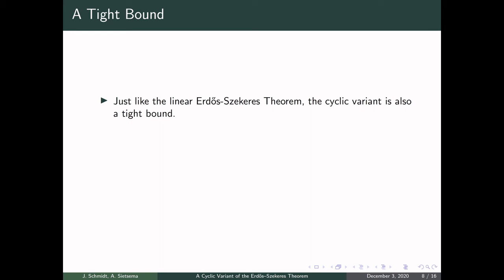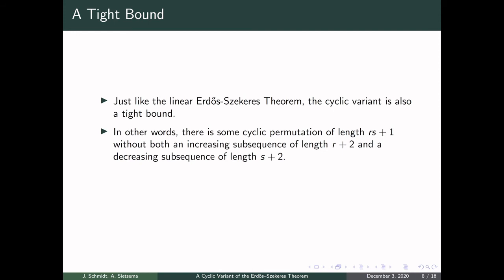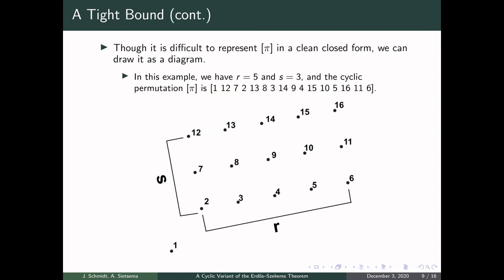Now, just like the linear Erdos-Szekeres theorem, this cyclic variant is also a tight bound. So in other words, that means that there is always some cyclic permutation of length r times s plus 1, which does not contain either an increasing subsequence of length r plus 2 or a decreasing subsequence of length s plus 2. And here, we'll just show an example that this is in fact true. Though it's difficult to represent a pi that has this property in a clean form, we can draw it as a diagram. So for this example, we use 1, 12, 7, 2, 13, 8, 3, and so on, where we let r equal 5 and s equal 3, and so the 1 hanging out in the bottom left is the lone one that we get for r times s plus 1.